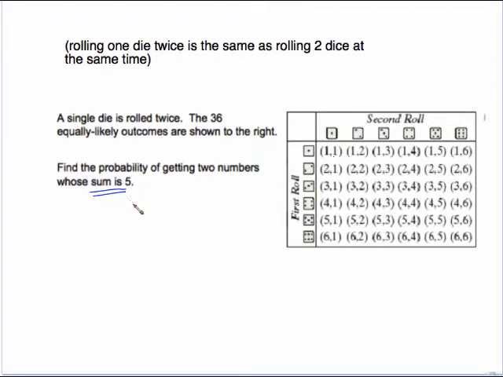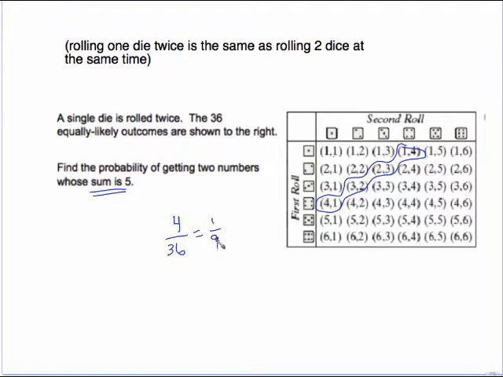A nice little thing to know is that your sums on the dice chart occur on the diagonals. So look diagonally, right here is where your sum of 5 occurs. There are 4 of those over 36, which is 1/9.